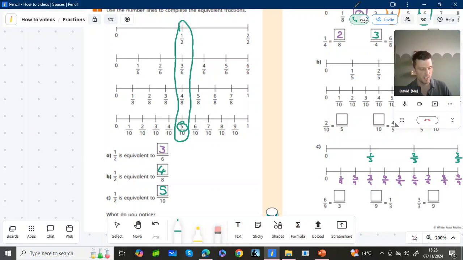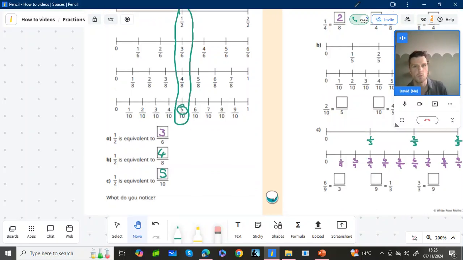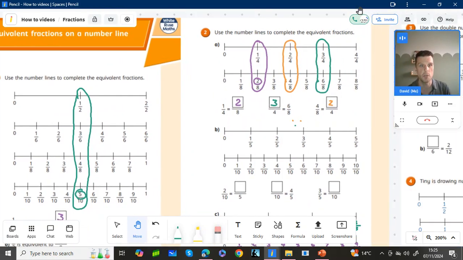Okay. There is a little bit of a bonus question if you notice. It says, what do you notice? Okay, well, hopefully you notice with your answers that the numerator at the top is half the denominator at the bottom. So 3 is half of 6, 4 is half of 8, and 5 is half of 10. And that's a way of always working out your equivalent fractions to a half. Okay, let's move on to question 2.